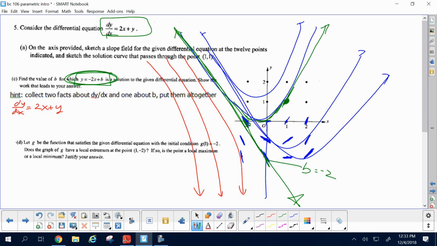But they're also suggesting that this is a solution. If that's the solution, then what's the derivative, dy/dx? Oh, it's -2. dy/dx is -2. Now, that to me is what freaked me out. Wait a second. How could y equals -2x plus b be a solution? Because the derivative should be -2, not 2x plus y. The derivative for a line is not that complicated. It's just a constant, right? What the heck is going on?